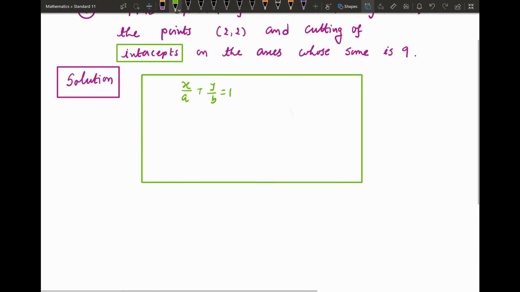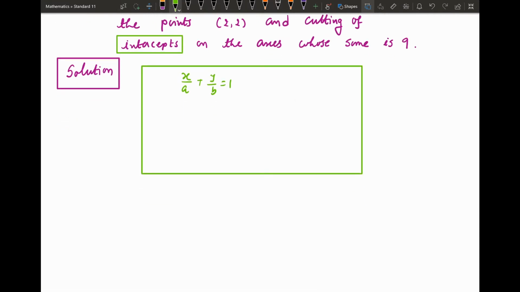Now to get equation of line, unknowns are a and b. If we consider two unknowns, then to find values of two unknowns, there must be two equations. But we have given sum is 9, sum of the intercept. So a plus b equal to 9 is given. So we have one equation containing two unknowns. Now we have to get second equation.